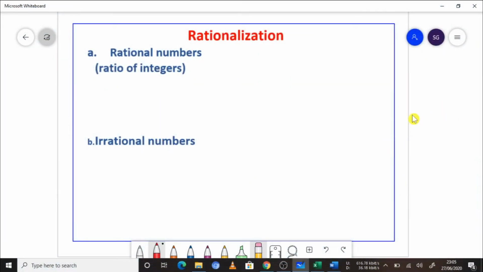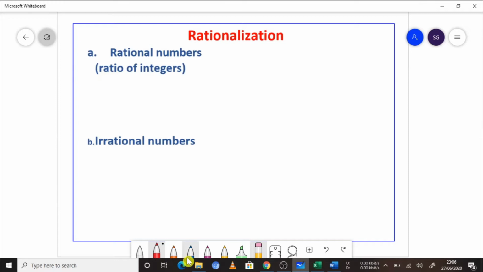Today we are going to discuss the process of rationalization. As the word suggests, the process of rationalization is making some numbers which are not rational into rational numbers. So first we need to know what rational numbers are, and I've written this: ratio of integers.